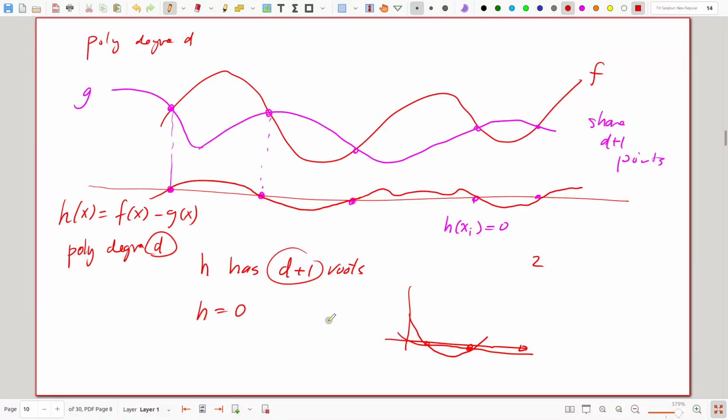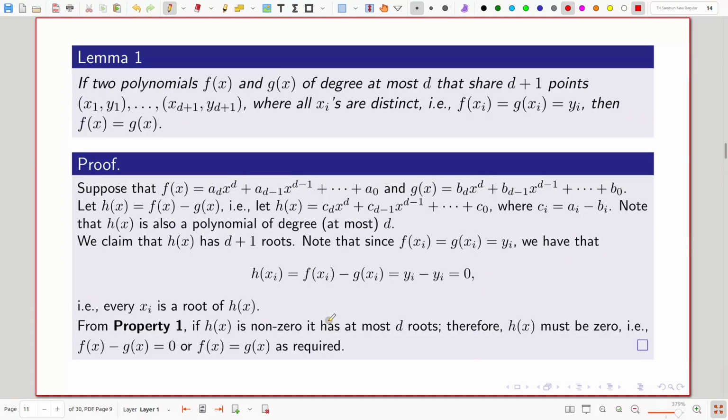Now when h is 0, what does it mean? It means that f(x) minus g(x) is 0, so f(x) has to be equal to g(x). So that's the proof. It's exactly this proof, the same thing, but I just drew you a picture.